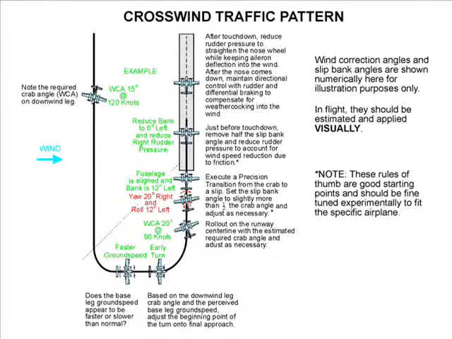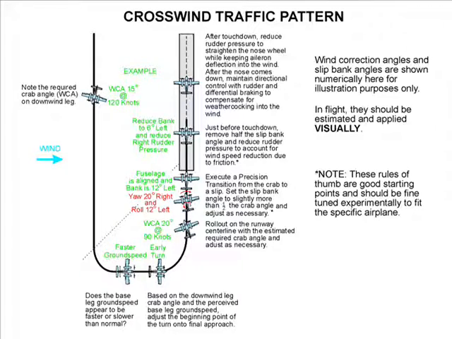Let's summarize by examining a crosswind traffic pattern. The required crab angle on downwind leg and the perceived ground speed on base leg are the first crosswind indicators. They allow us to begin the turn onto final approach earlier or later than normal, and to roll out on the runway center line with an estimated crab angle already established.